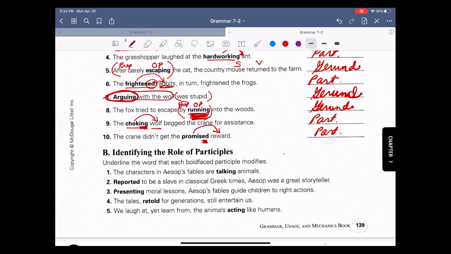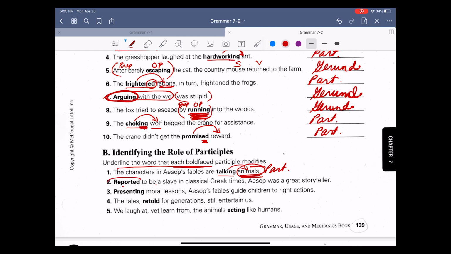The characters in Aesop fables are talking animals. Talking's telling you about animals, so we know in this case it's a participle. Reported to be a slave in classic Greek times. Actually, all of these are participles, but they want us to underline the word that each boldface participle modifies. So we would underline animals.